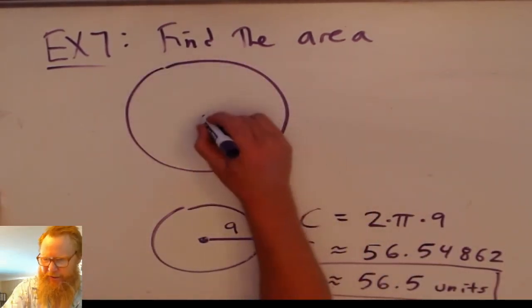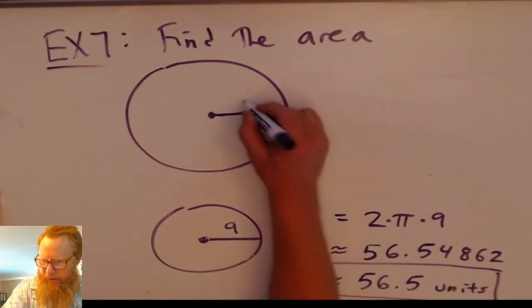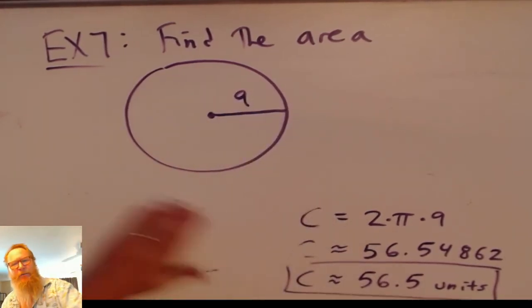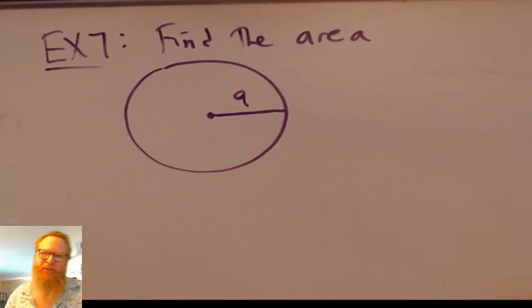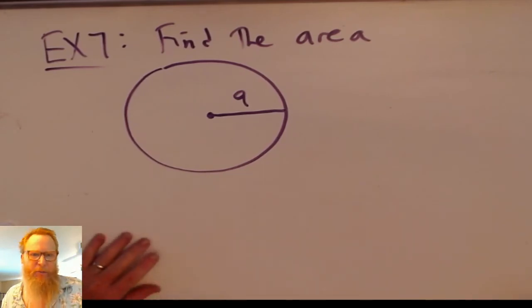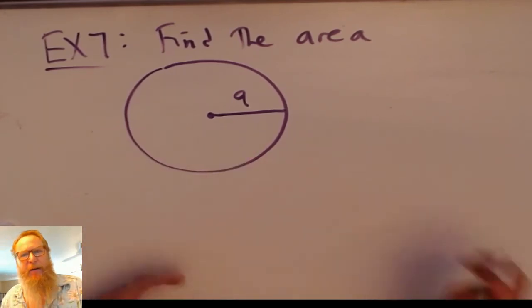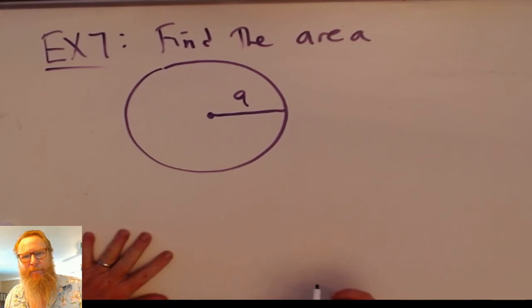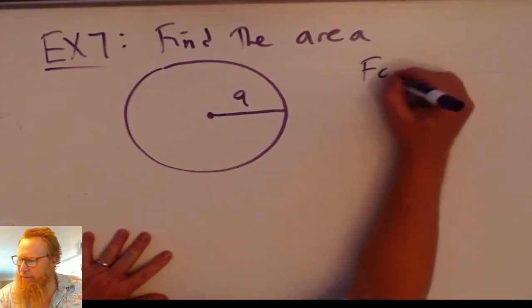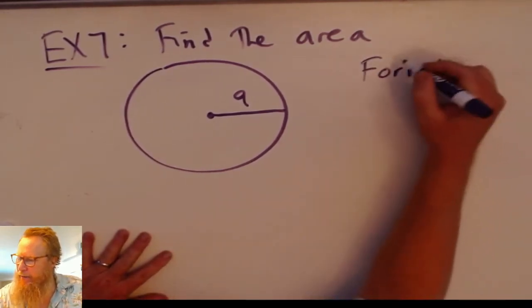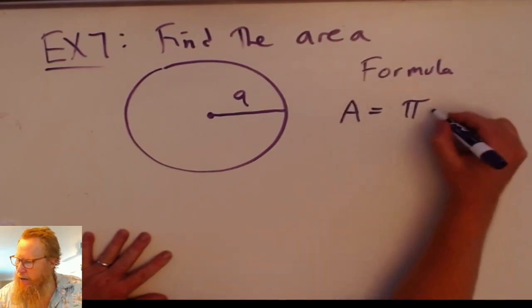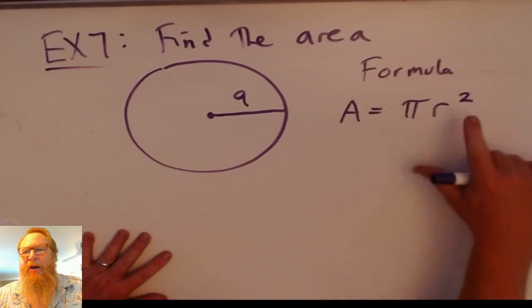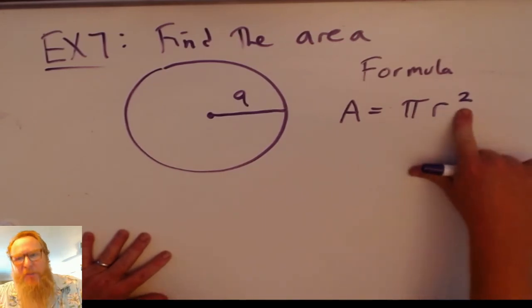Why don't we just use the same circle? I'll call this 9 again. I know I drew it a little bit bigger, but I don't have to make the numbers complicated. I traditionally don't make the numbers complicated. I'll give you very simple numbers, and then I want you to know how to find the area. So I'm just going to go ahead and give you the formula for the area. It's pi r squared. Not times 2, but squared.